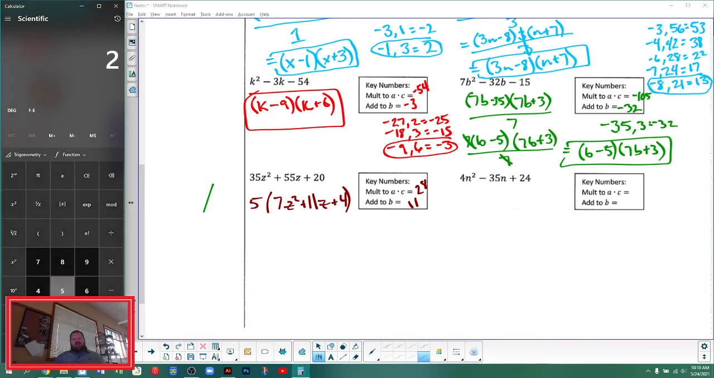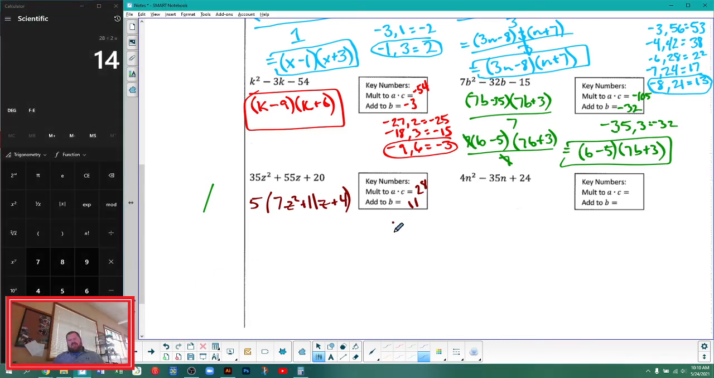So things that multiply to give me 28. 2 times 14. But when I add those, I get 16. It's not a multiple of 3. It's a multiple of 4, though. 4 and 7. Oh, and 4 plus 7 is 11. So 4 and 7 are my magic numbers here.